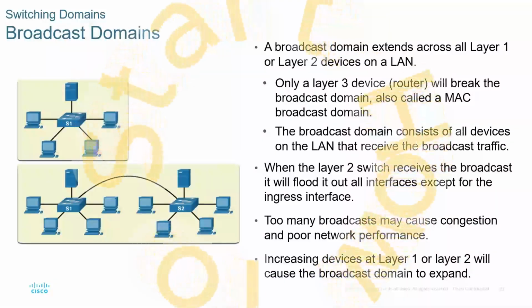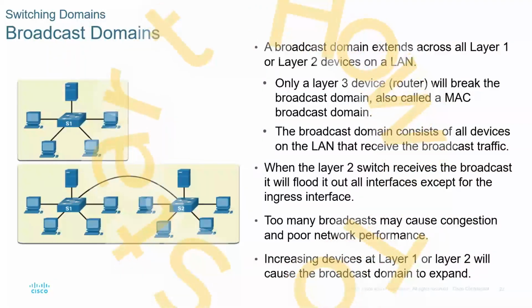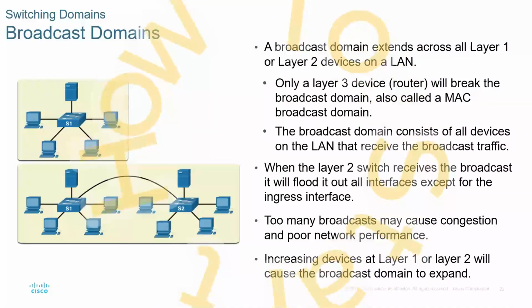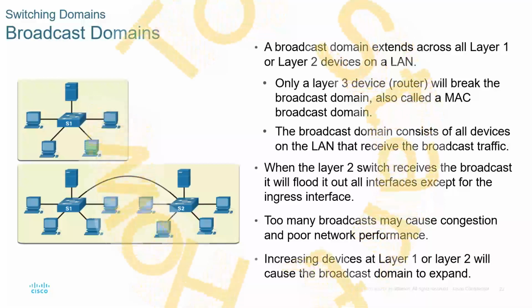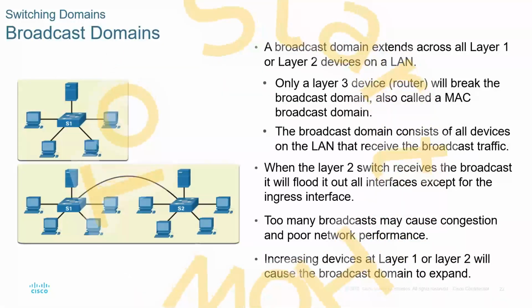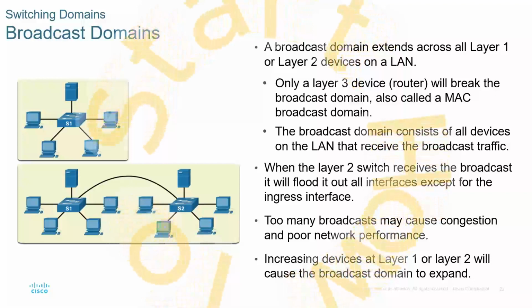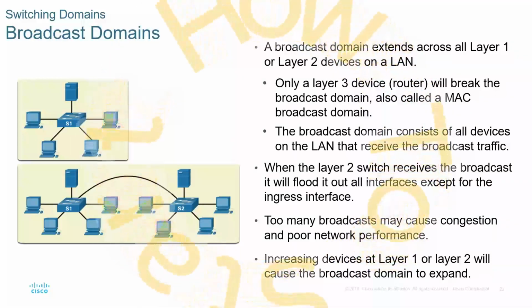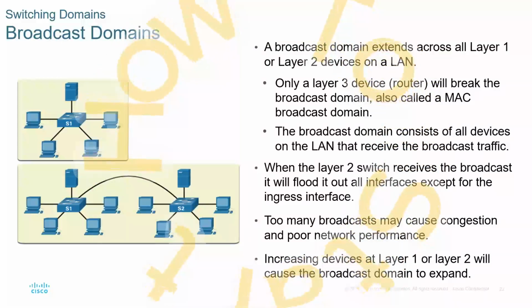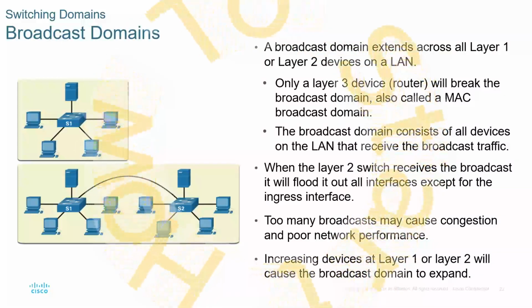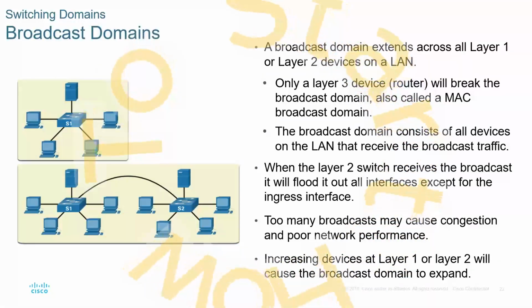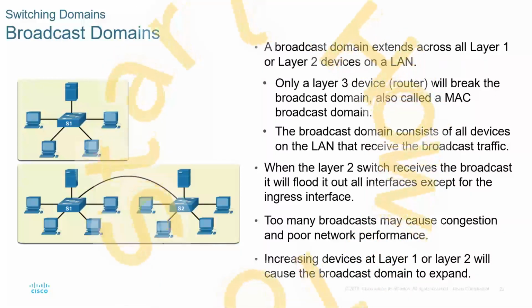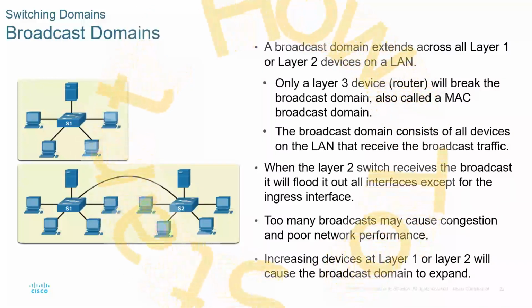A broadcast domain extends across a layer 2 network. A broadcast will propagate through layer 1 and layer 2. However, a broadcast will not propagate through a layer 3 device. Only a layer 3 device, specifically a router, will break the broadcast domains, also sometimes referred to as a MAC broadcast domain or LAN broadcast domain, together. The layer 3 device will break them into pieces.